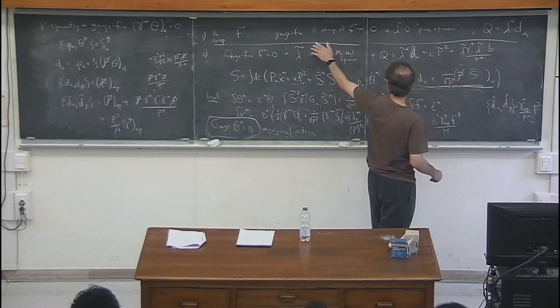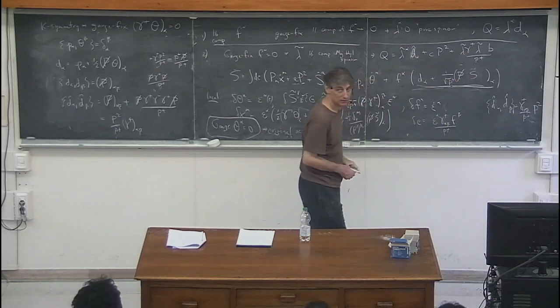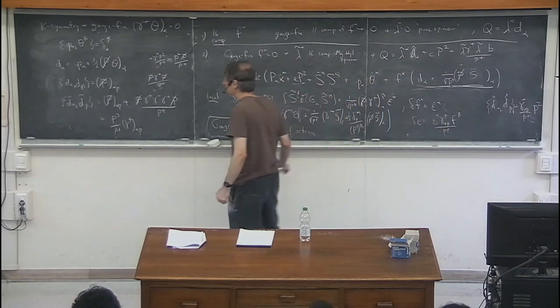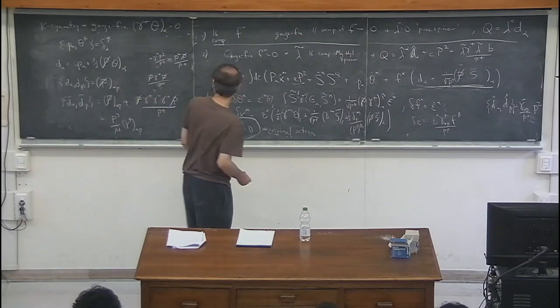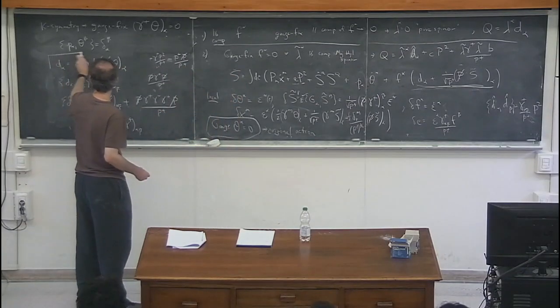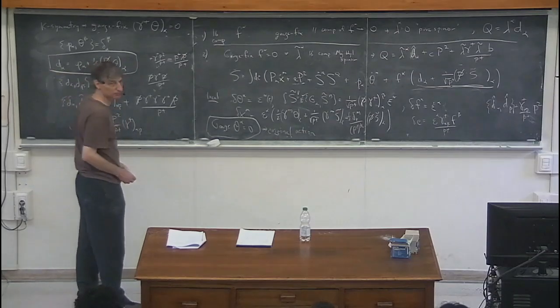Okay, so what is lambda alpha? This is just D. So it's this thing here, which is of course manifestly Lorentz covariant because there are no p pluses or anything. Okay?